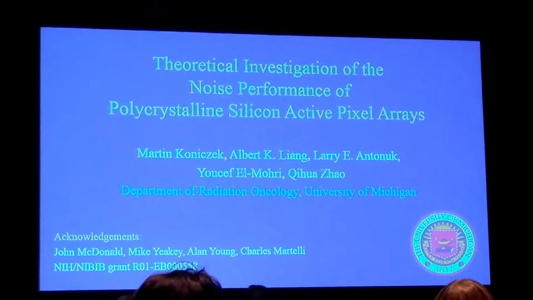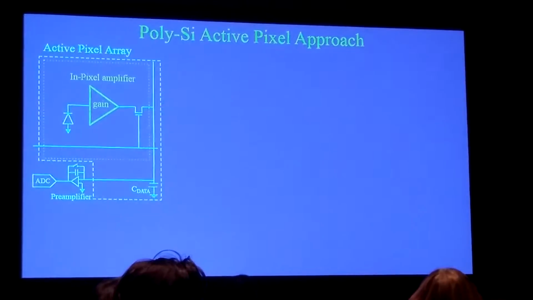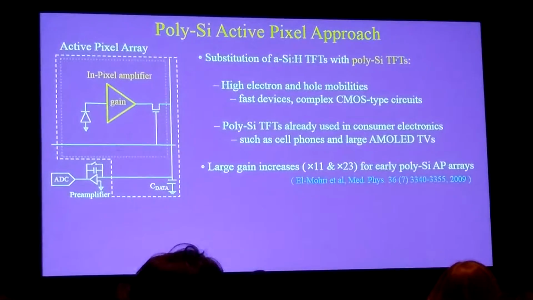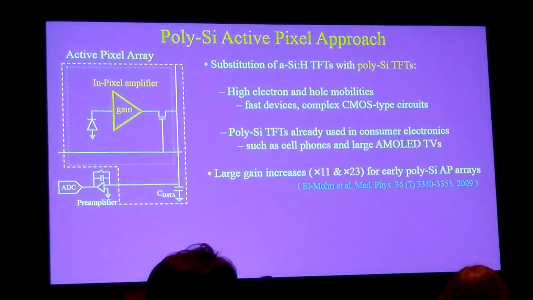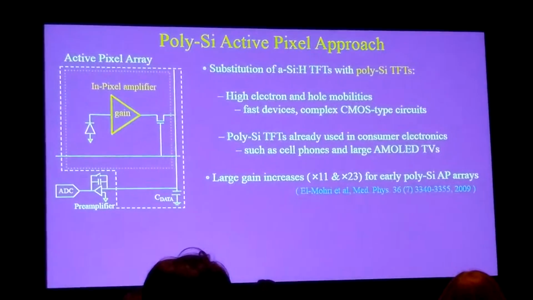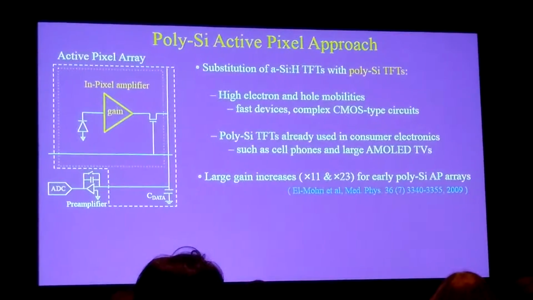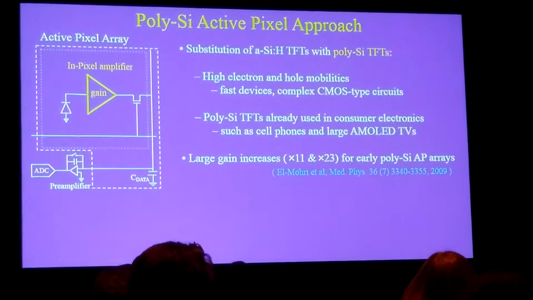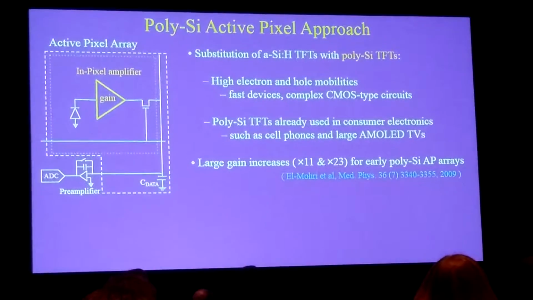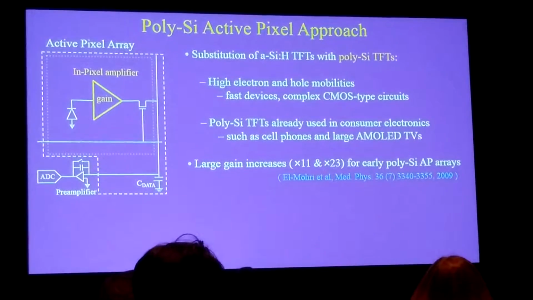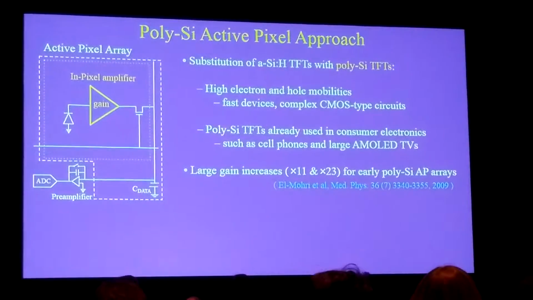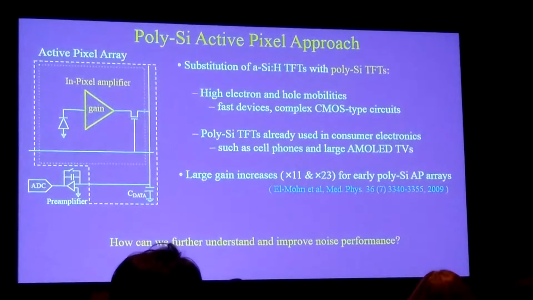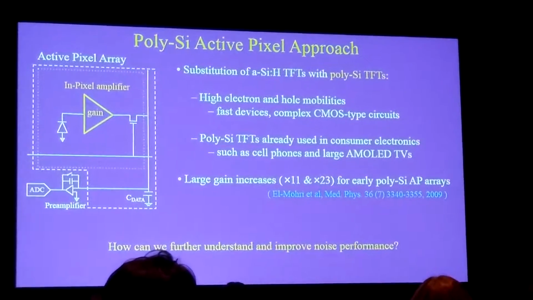So let's see where we are now. Polysilicon TFTs are already used in cell phones and also large AMOLED TVs, so the technology becomes more available. Our group demonstrated large gain increases for early polysilicon active pixel arrays, with some improvements in additive noise performance. That leads to the question, how can we further understand and improve noise performance?